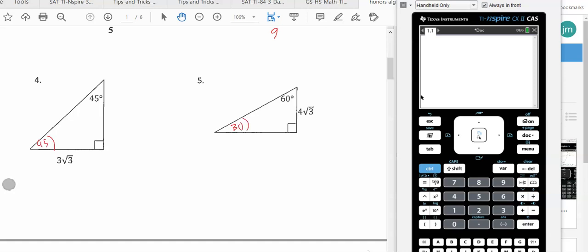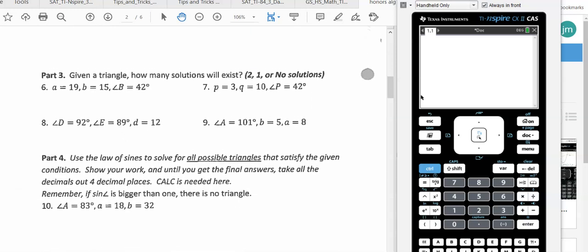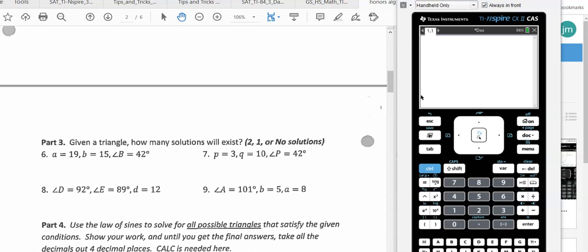Okay, let's see. So this is 45. This is also 3 root 3. And this would be 3 root 3 times root 3, which would be 3 times 3, which is 9. And this one would be times root 3, so that'd be 12. And then times 2, so it'd be 8 root 3. Okay, well, I wish I'd left a little more room for this. I'm going to work kind of above this one, see if I have enough room to work it.